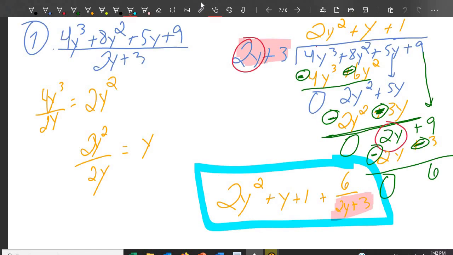Now, the biggest problem I see is not changing those signs. So you've got to remember you're subtracting a polynomial, which means you're multiplying everything by negative 1, which means you're changing the signs.